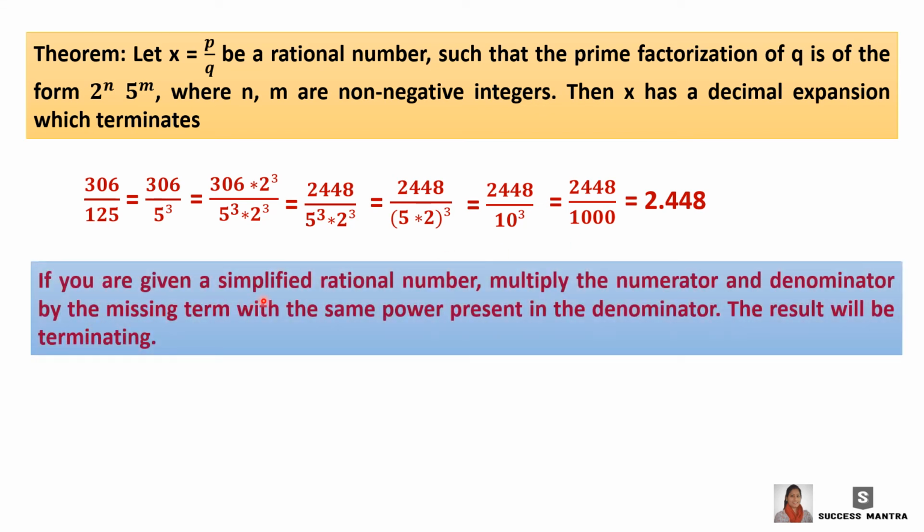If you want to get a simplified rational number, multiply the numerator and denominator by the missing term with the same power present in the denominator. Then the result will be terminating.